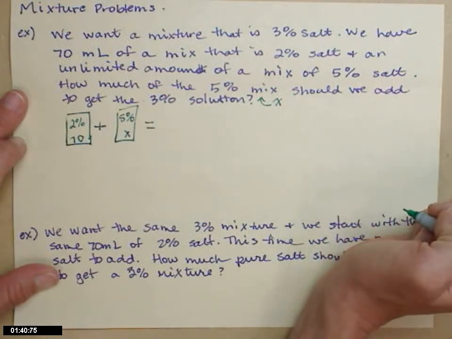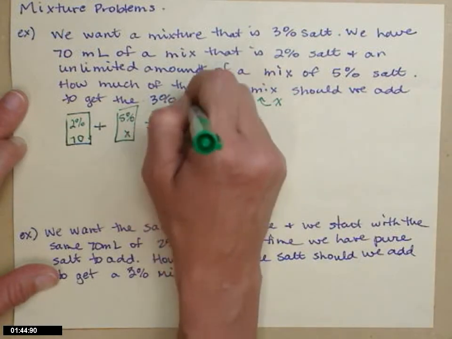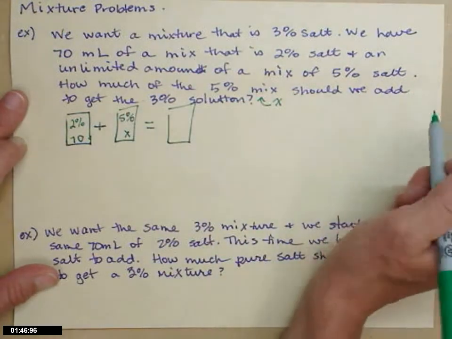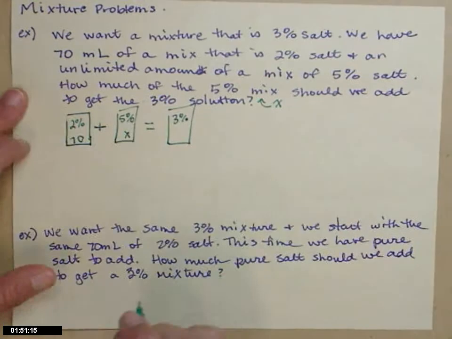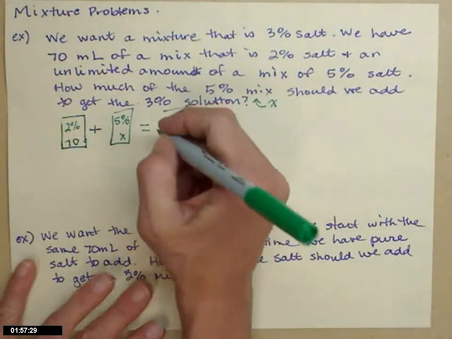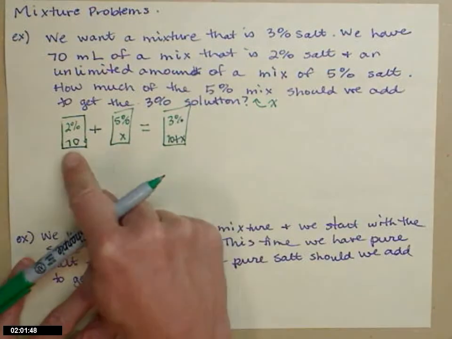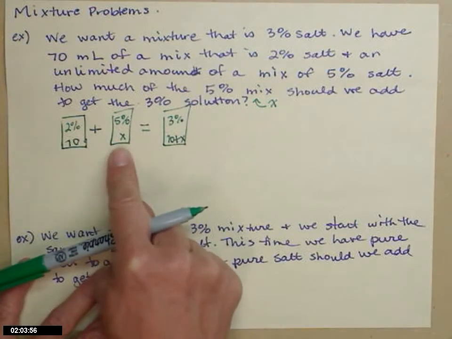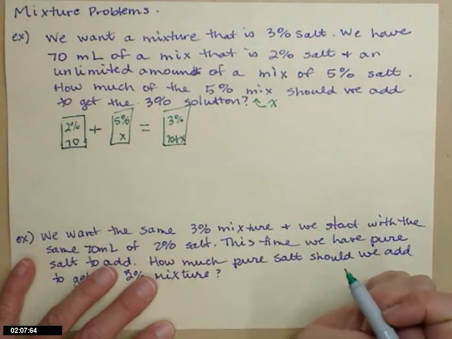When we end, we know we want it to be 3% solution. And how much of that will we have? Well, we'll have 70 that we started with plus x, however much we have to add in of the 5%. That's going to be the total volume when we're done.